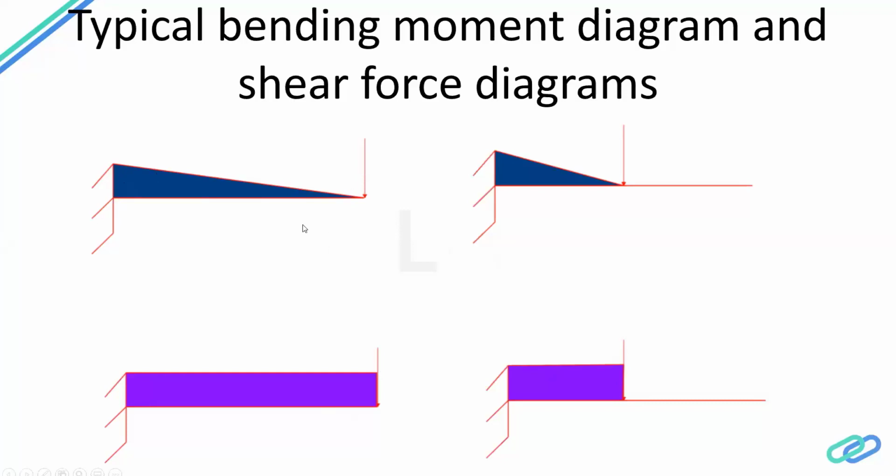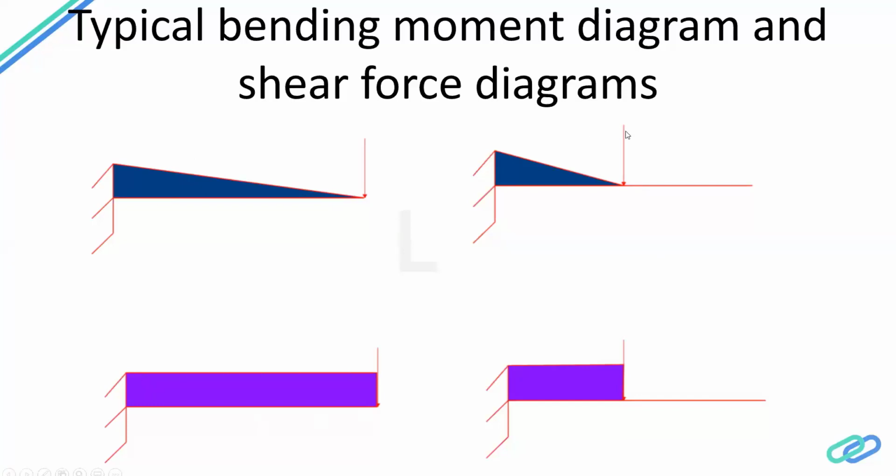One more thing I would like to highlight here is, as I mentioned before, the slope of the bending moment diagram indicates the shear force. Since the bending moment diagram here is a straight line, the slope of this is constant, because that's a straight line. And that's the reason you see a constant shear force over here.